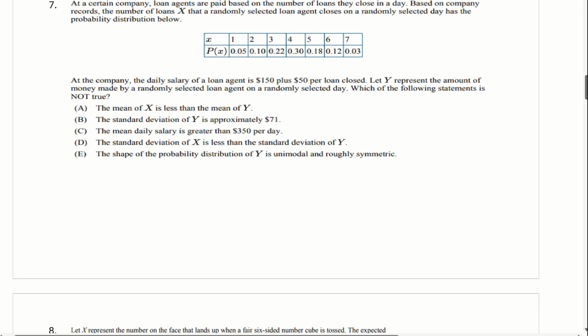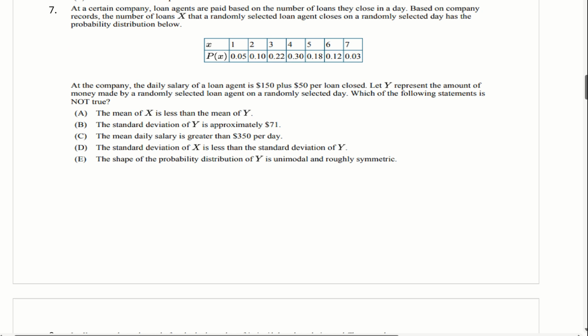All right, so number 7, at a certain company, loan agents are paid based on the number of loans they close in a day. Based on company records, the number of loans X that a randomly selected loan agent closes on a randomly selected day has the probability distribution below. At the company, the daily salary of a loan agent is $150 plus $50 per loan closed. Let Y equal the amount of money made by a randomly selected loan agent on a randomly selected day.